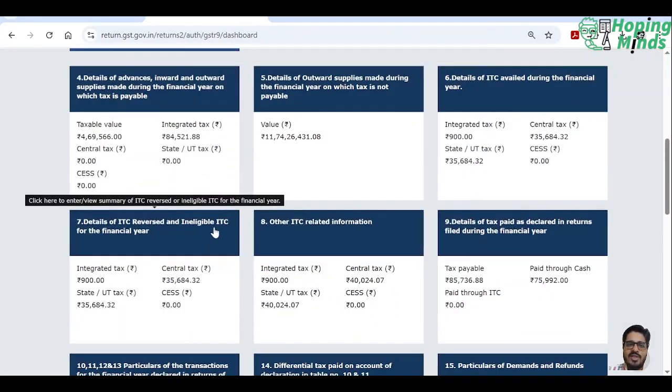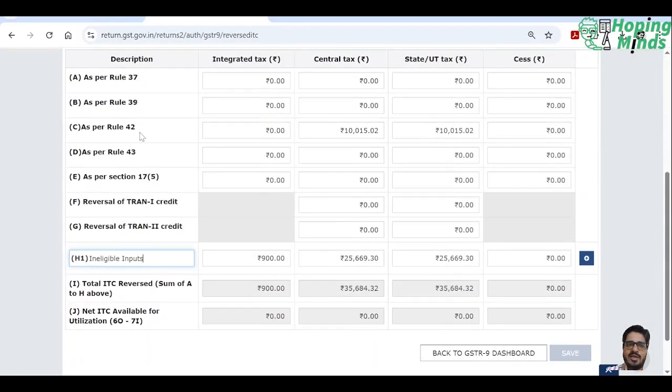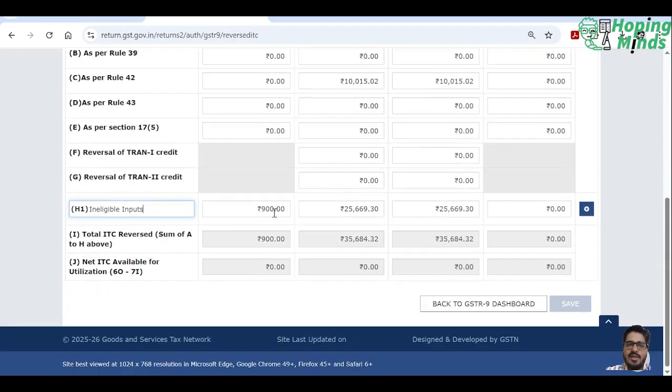Then again we will go back. Details of ITC reversed and ineligible ITC for the financial year. In this we have to declare the reversal of input tax credits. As per rule 42 we have reversed 10,015 rupees, 10,015 rupees, and these are ineligible inputs 25,669, 25,669 and 900 rupees. So ultimately net ITC available for utilization is nil across all.